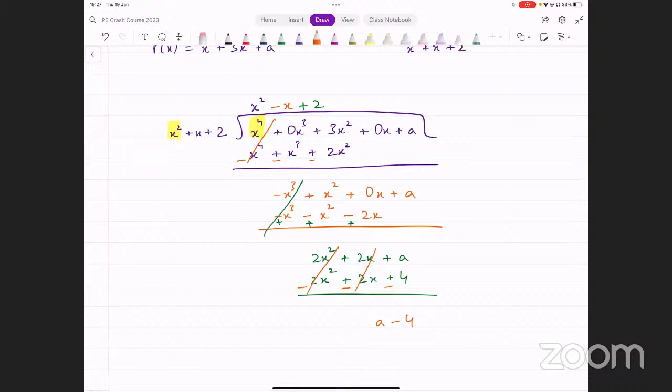Now, can we go on with the long division process? We can't. We have to stop here because the degree of the remainder is less than the degree of the divisor. We can't go any further than this.